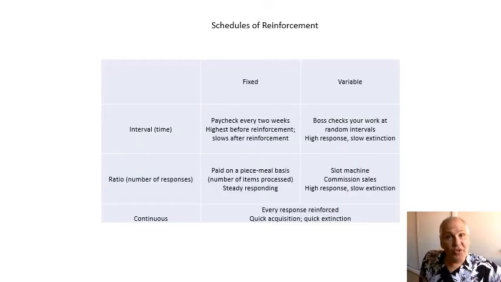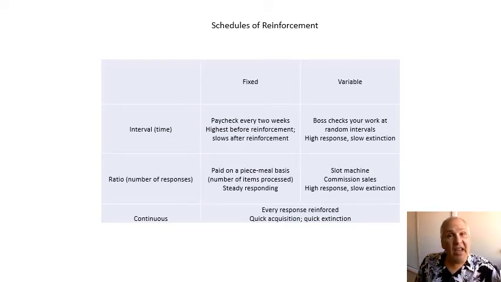Okay, now schedules of reinforcement are another aspect of reinforcement. They can be fixed, variable, or continuous. So you can get rewarded after a certain fixed number of responses. Or after an average but variable number of responses, maybe on average you get rewarded after 10 responses, but it could be 5, it could be 15. Or you can have a continuous reward schedule where you get rewarded after every response.